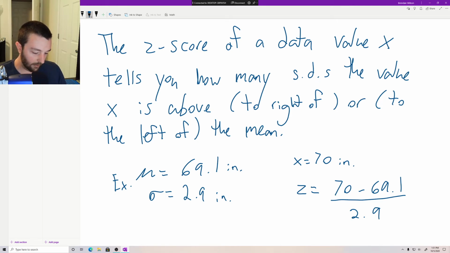Let's see, we're going to have 70 minus, sorry, I said 5'11", didn't I? So that'd be 71. Yeah, it's 71. 71 minus 69.1 divided by 2.9 gives us 0.65. Or I guess we could say 0.66 if we want to round it.